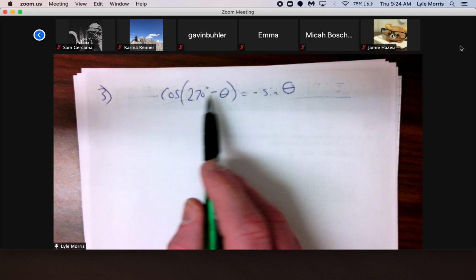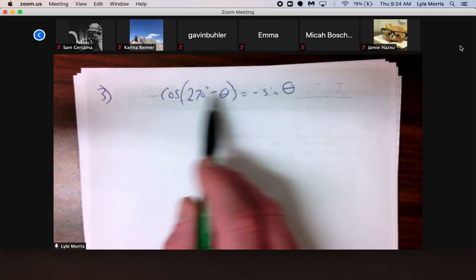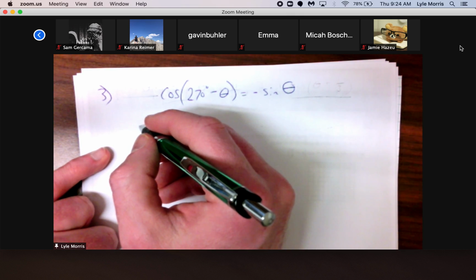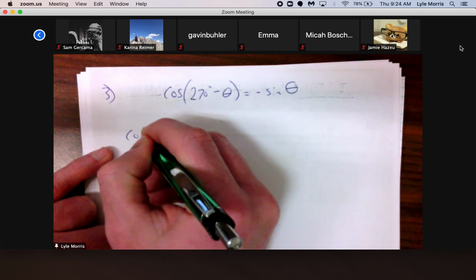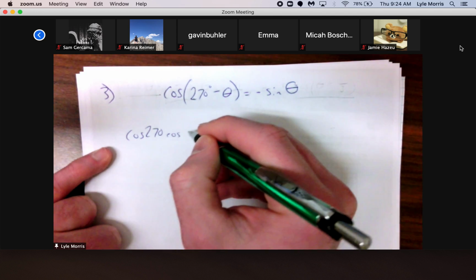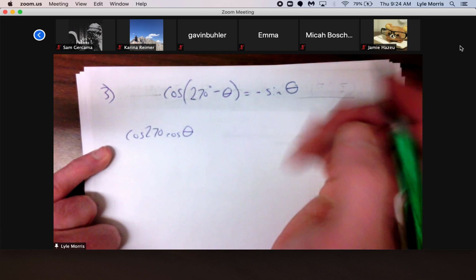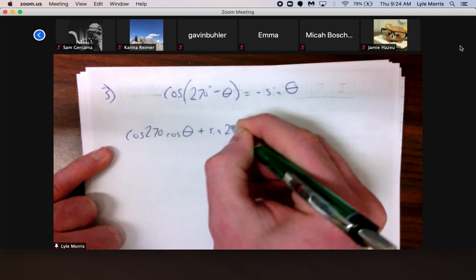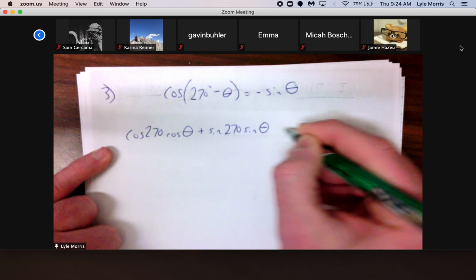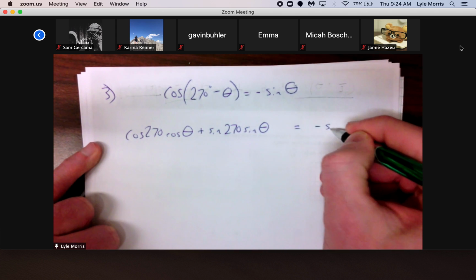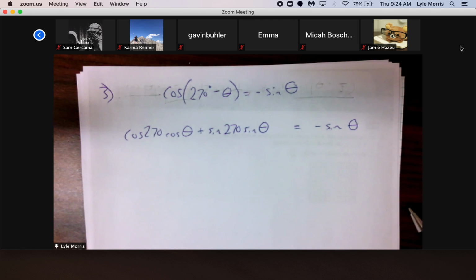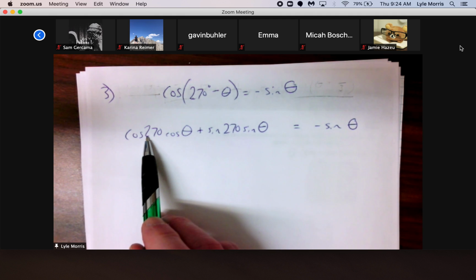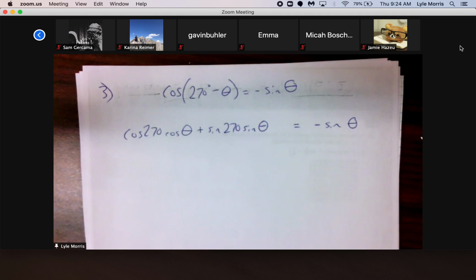So we have cos basically of a minus b. So we're going to substitute this for cos of a minus b. Where is it? Oh, so it's cos a cos b plus sine a sine b. So cos 270 cos theta plus sine 270 sine theta. So now, using our unit circle knowledge, we can simplify cos of 270 and sine of 270.